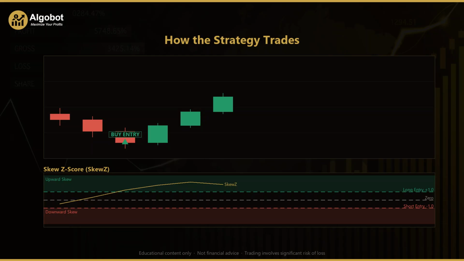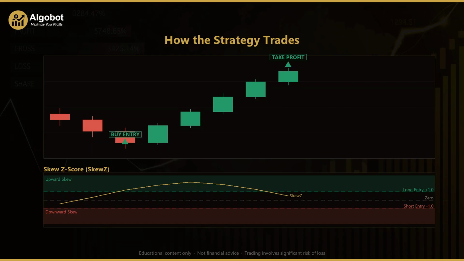The stop loss is placed below at 2 times the average true range, and the take profit sits above at 3 times ATR, that 3-to-2 reward to risk shape we discussed. Now watch what happens. Over the next several candles, the latent pressure the skew detected becomes visible momentum. Price rotates up off the low, printing a series of green candles that climb steadily. The SkewZ score stays elevated in positive territory, confirming the upward asymmetry is intact. Price keeps rising until it reaches the take profit target, where the position closes for a gain in this illustration.